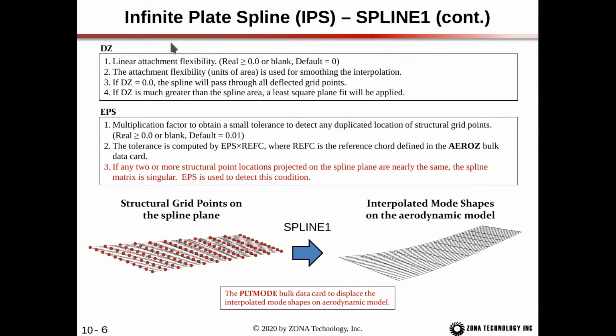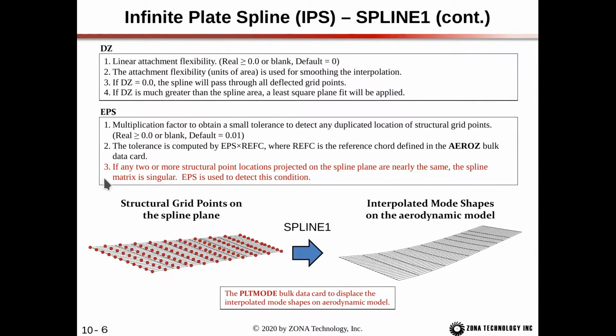So most often, you can just leave that at 0. But if you know what you're doing and you want to change that, feel free. Next is the EPS, or epsilon. This is a multiplication factor to obtain a small tolerance to detect any duplicated location of the structural grid points.